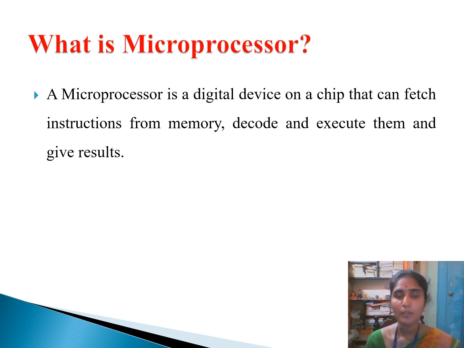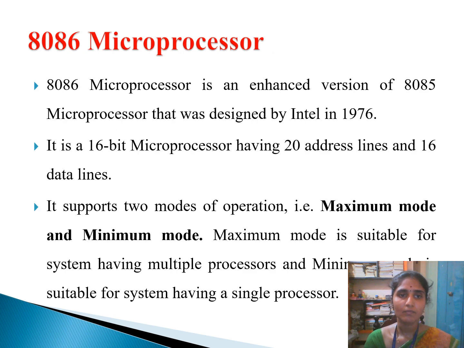Before going to microprocessor architecture, first we need to know what is a microprocessor and what is the 8086 microprocessor. A microprocessor is a digital device on a chip that can fetch instructions from memory, decode the instructions, execute them, and give the result to the output unit. The 8086 microprocessor is an enhanced version of the 8085 microprocessor that was designed by Intel in 1976.